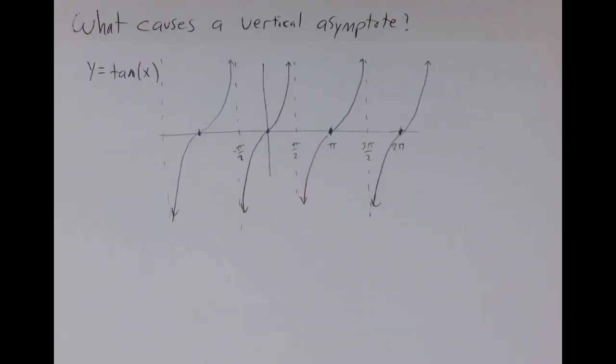So using what we just talked about, first tell me what is the definition of tangent? Like how do you rewrite it in terms of sine and cosine? And then tell me, why exactly do you find vertical asymptotes at pi over 2 and 3 pi over 2 and so on?